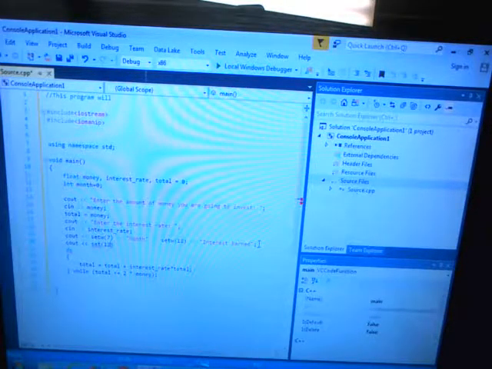Oops, I forgot the W and set width. Set width. Total. All right, so right now, I'm going to enter my money. I'm going to enter my interest rate. It's going to print this header.